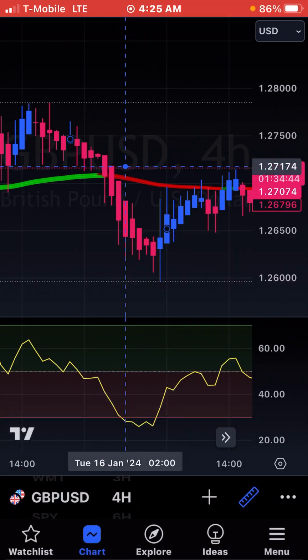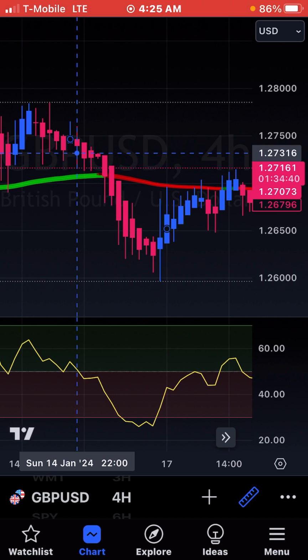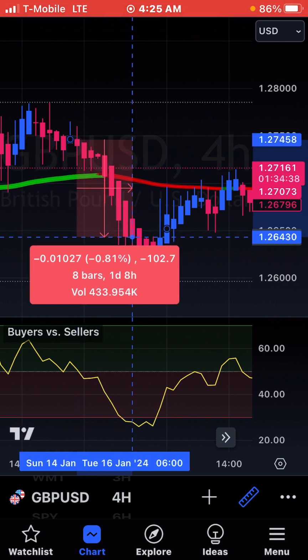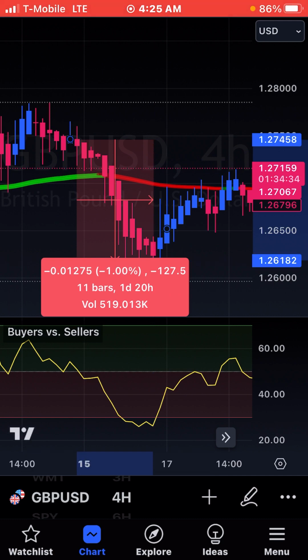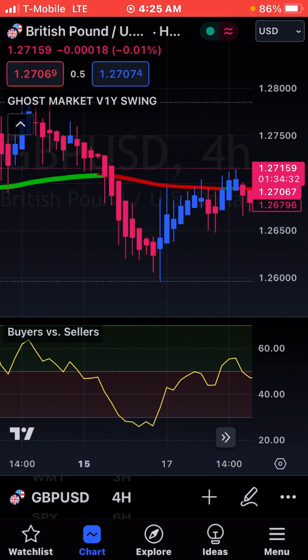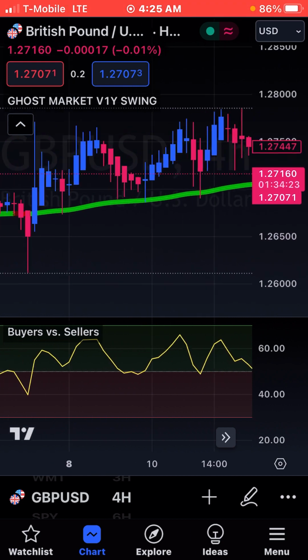That trade started right about here. How long did this one take? This one took almost 2 days. So, on the 4-hour, you won't have to wait as long, and the trades will take maybe a day or two. It all depends on what you find.